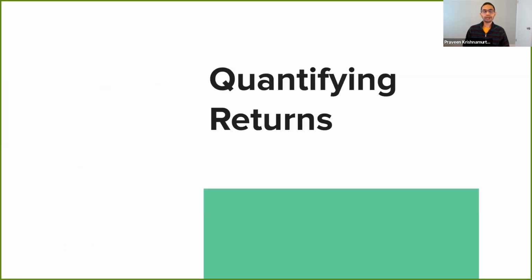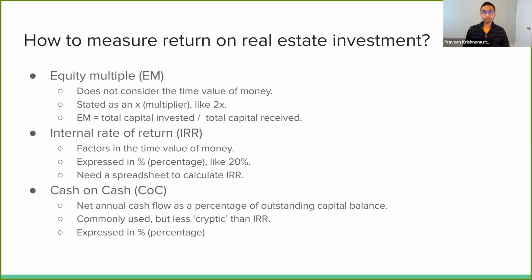Now, let's look at how do you quantify returns on any investment that you make? Well, we went over this in part 1, but let's quickly refresh our memories here. There are a few different ways, but these are the most commonly used ones. Let's start with the first one, equity multiple. Equity multiple does not consider time value of money. Let's say you put in 100,000 and you get back 200,000, your equity multiple is 2x. Your return was twice the amount of money you invested.